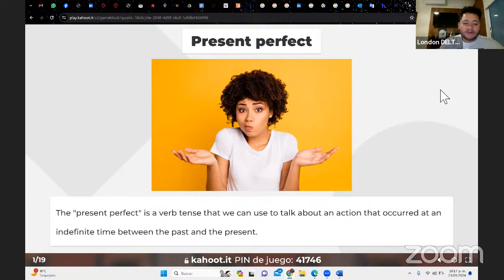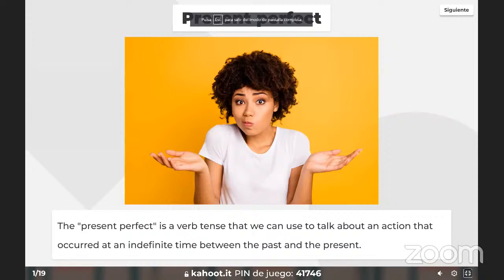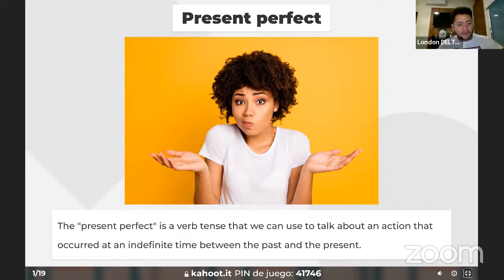Okay, so first this is the introduction, this is not a question. I'm going to ask, please, Oscar, can you help me read this slide? Vamos a leer esta diapositiva que nos aparece. Okay. The present perfect. It's a verb tense that we can use to talk about an action that occurs at an infinitive time between the past and the present. Excellent. So that is it, right?